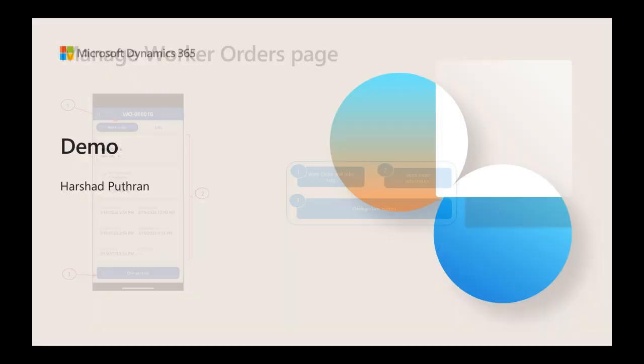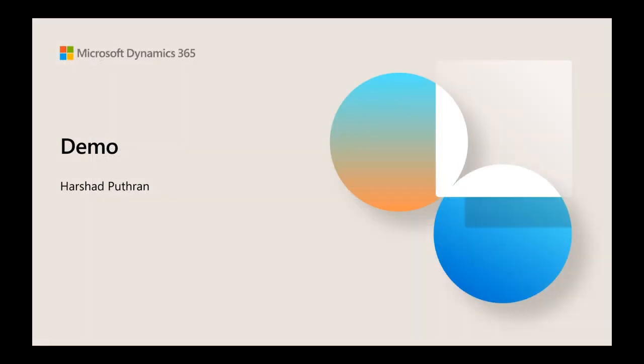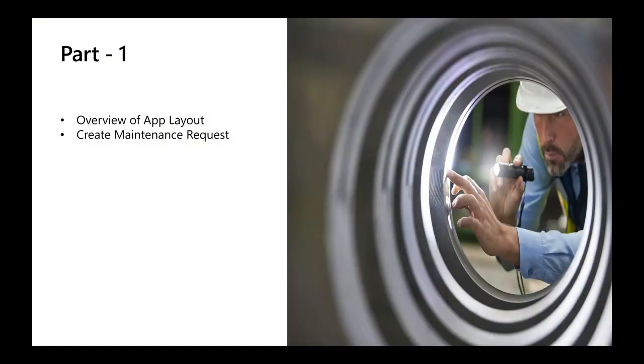All right. So with that, I'll move on to the demo for today. The way we have structured the demo is we have split it into two parts. The first part covers the overview of the app layout, and then we'll create a maintenance request as well. So with that, let's go ahead and dive into the first demo for today.